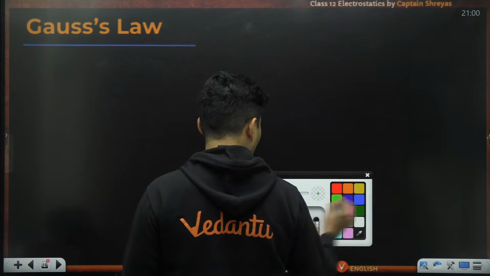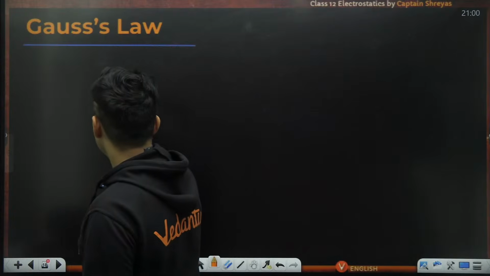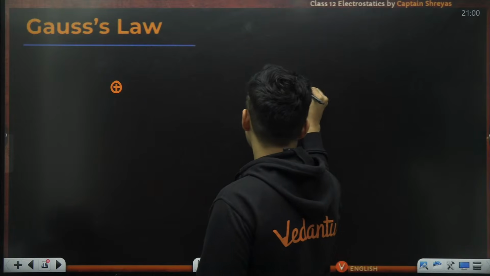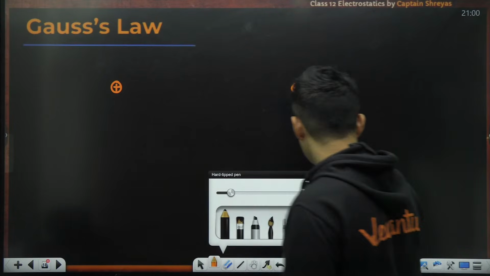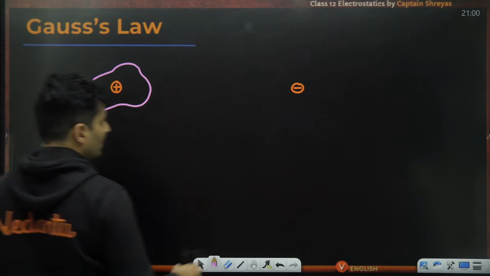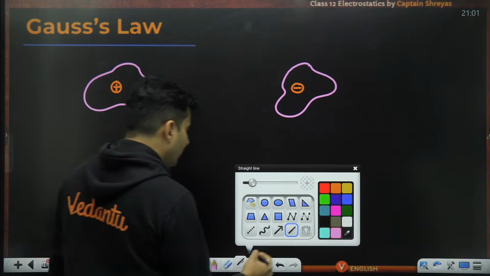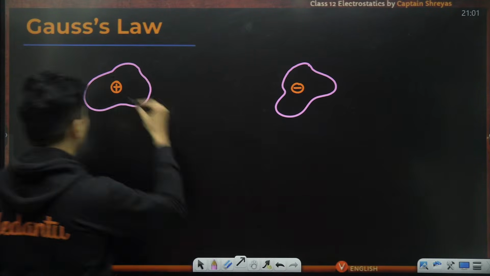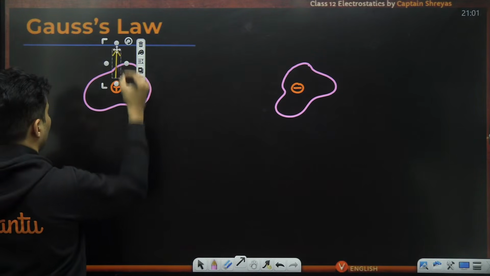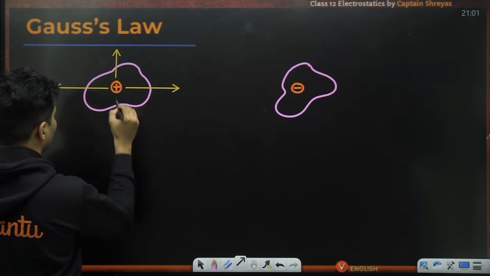Imagine that we have some positive charge over here, and some negative charge over here. And let's say we consider some closed surface like this. We already know how the field will look due to a positive charge. The field due to a positive charge looks something like this. They come radially outwards, like this.